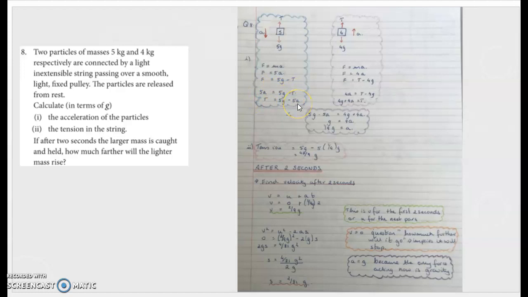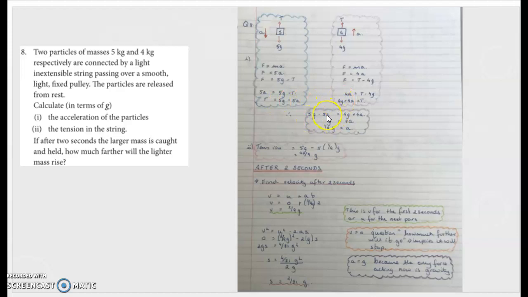On the 4 kilogram mass, the tension's going up, 4g going down, and the acceleration is moving up. So this time force is mass times acceleration, so it's 4a, so it's going up, so it's T minus 4g. So our 4a is equal to T minus 4g, so T is equal to 4g plus 4a. I put these two equal to each other.